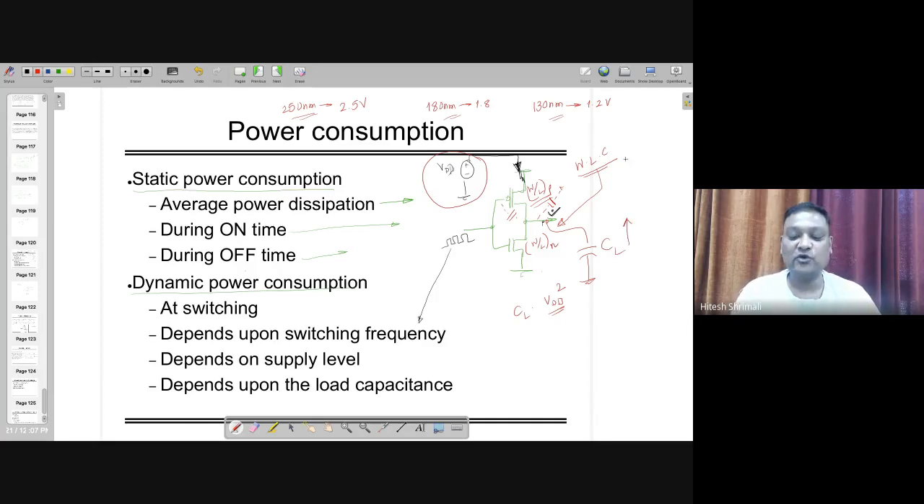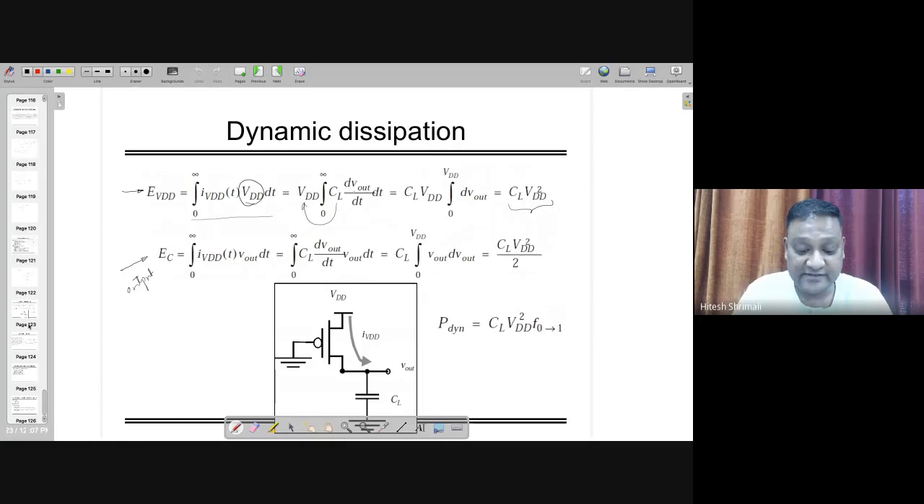So as you are going for the bigger technology node, the power consumption will be higher, whereas in the lower technology node the power consumption will be lower, as VDD is lower and CL is also lower. Okay, if you are interested in finding out the output power, the equation remains the same, it does not change.